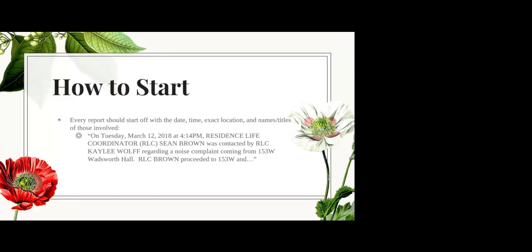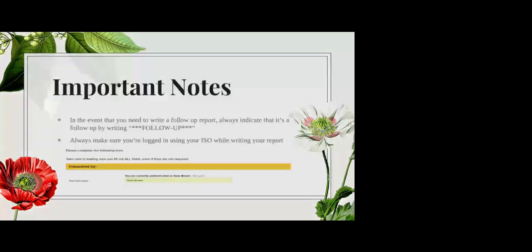In the first sentence, I introduce myself as the person who's handling the situation. I include who's relaying the information to me and what's going on in the situation, all in the first 2 sentences, really. As you'll see, I put in RLC Kaylee Wolf as opposed to Residence Life Coordinator Kaylee Wolf because I already was able to abbreviate that after I used it for my name.